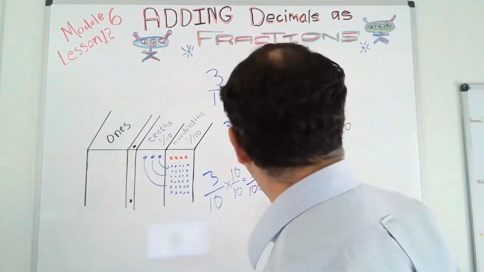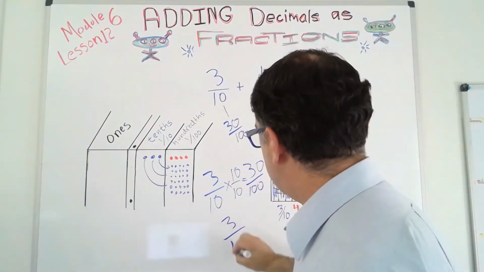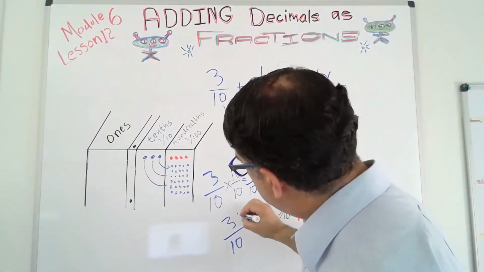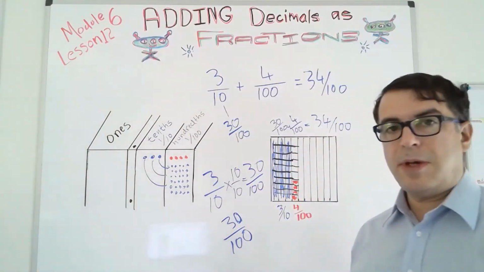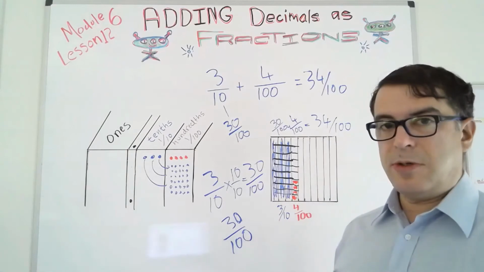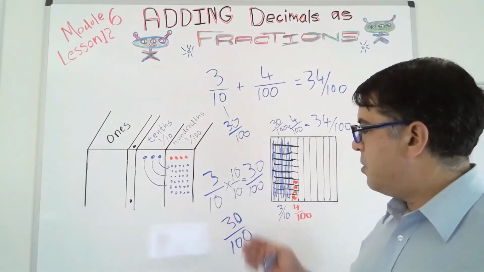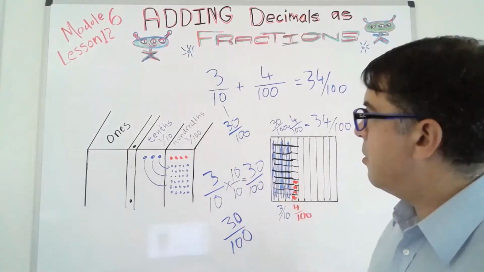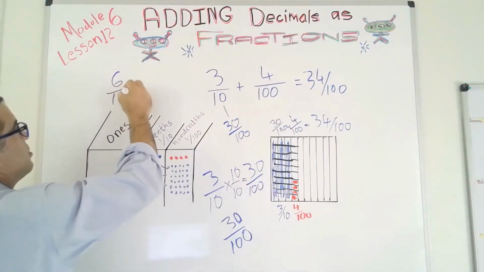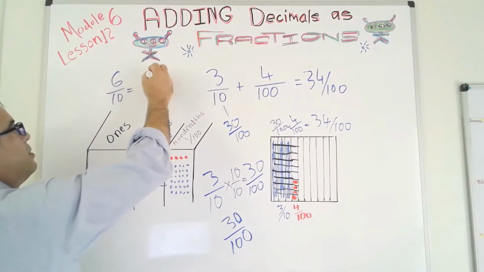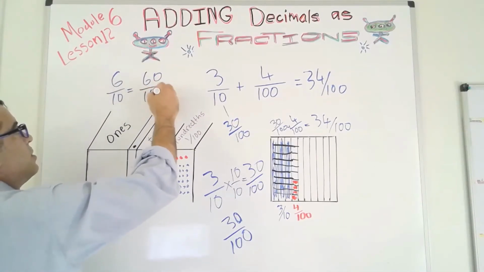Or, what was the other easy way of doing that? 3 tenths as hundredths, I just add a 0. Times 10 is add a 0. Okay? You can use that trick too. 3 tenths would be 30 hundredths by just adding the 0. Let's try another one real quick. 6 tenths in hundredths, add a 0. Add a 0 is 60 hundredths.